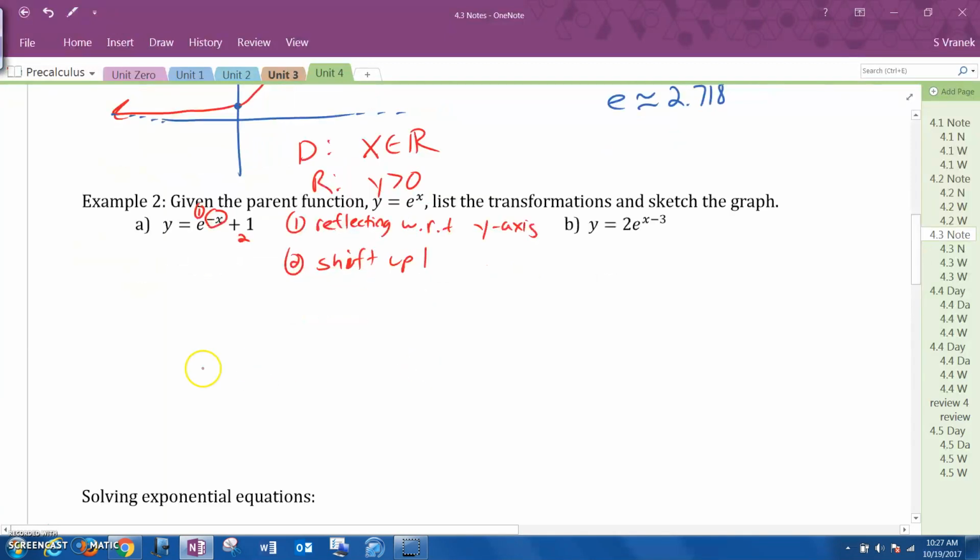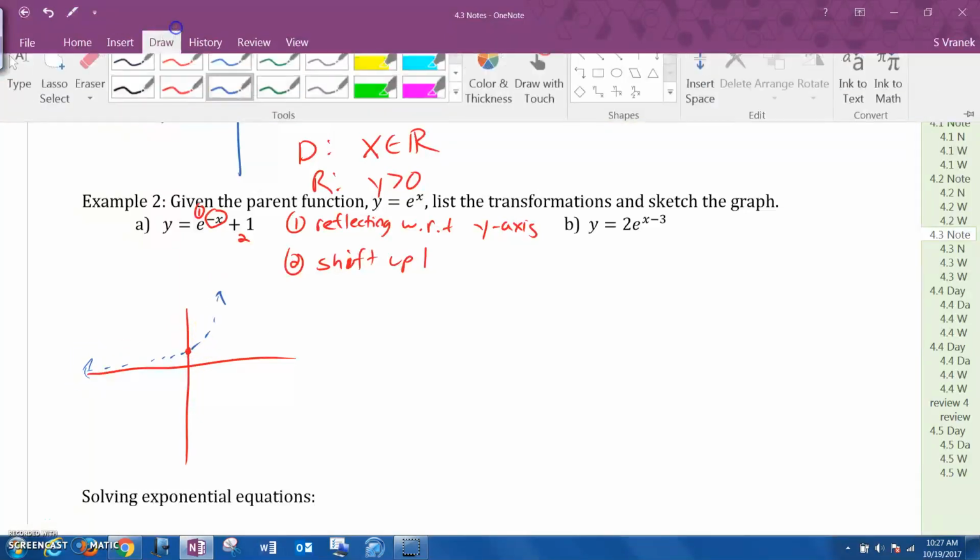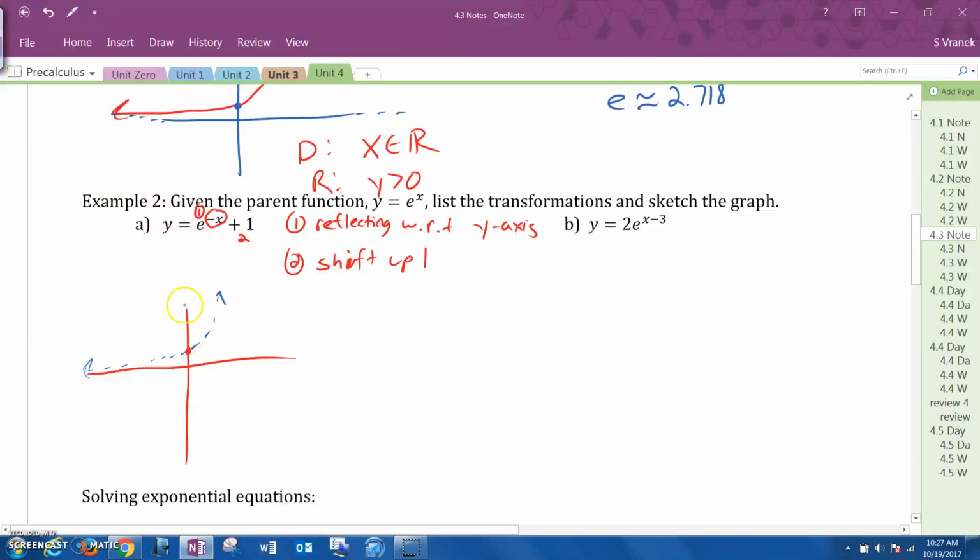So let's think about what that does as my parent. My parent goes through the point 0, 1, and I'll do a dash for the parent just so you can see what happens. So this is the parent function. So now what we're doing with the parent function is we're reflecting it over the y-axis and shifting it up 1. Well, first of all, shifting it up 1 will now make the horizontal asymptote be up here, and this point is now at 0, 2. So my new point is at 0, 2, and we've reflected it over the y, so what it looks like is this. So the green one is now the new function. It reflected and moved up 1.